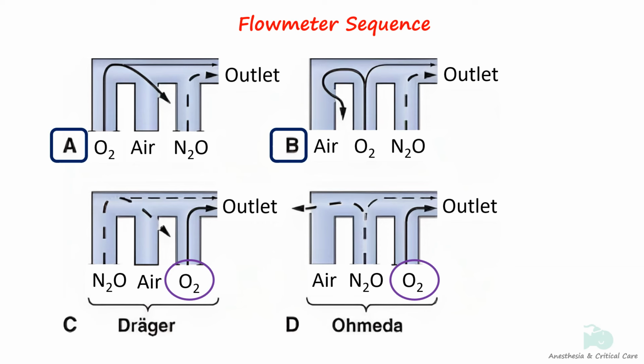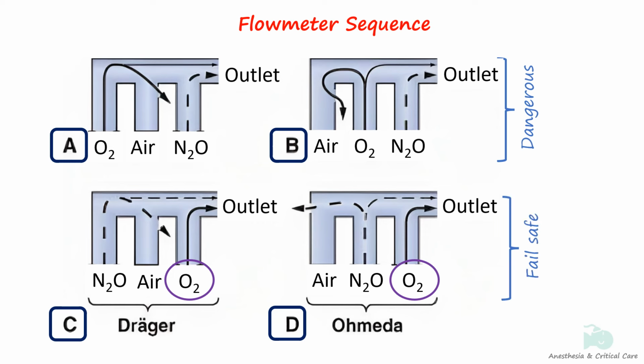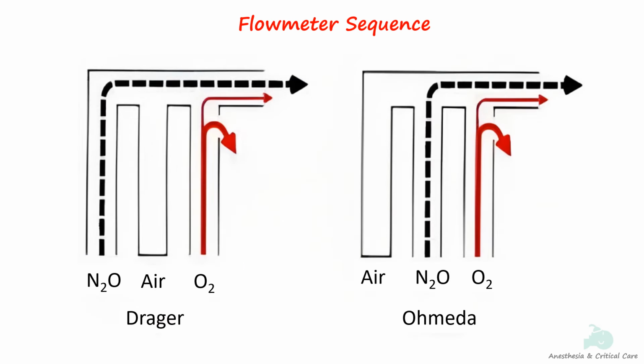In A and B, a hypoxic mixture can result because a substantial portion of oxygen flow passes through the leak, and all nitrous oxide is directed to the common gas outlet. The configuration in C and D has oxygen located downstream which prevents hypoxic mixture in gas outlet. However, a leak in the oxygen flowmeter tube can cause a hypoxic mixture, even when oxygen is located in the downstream position.